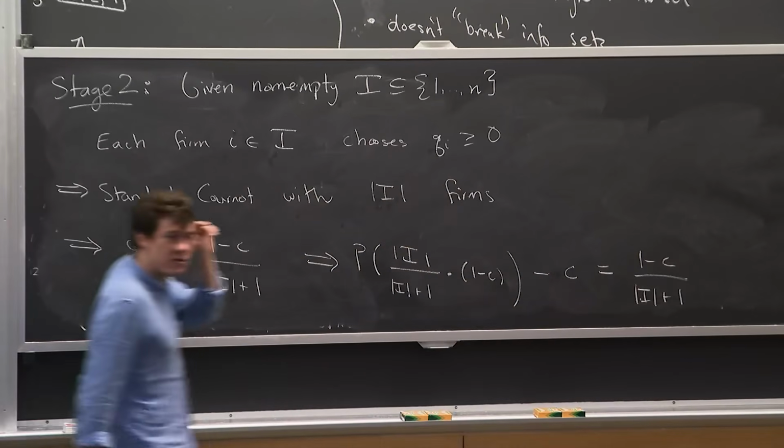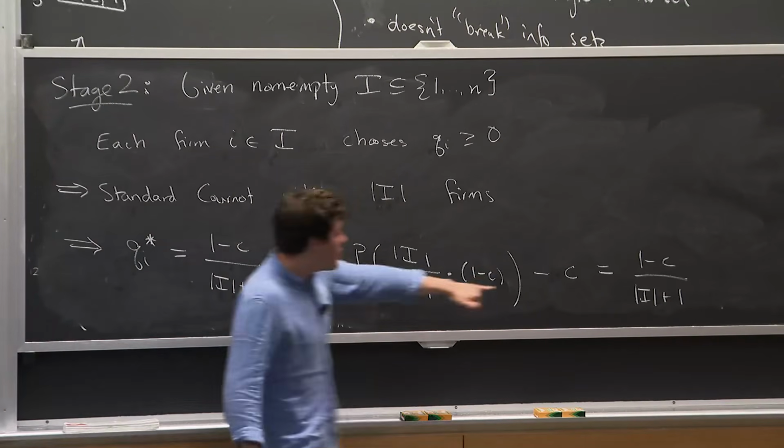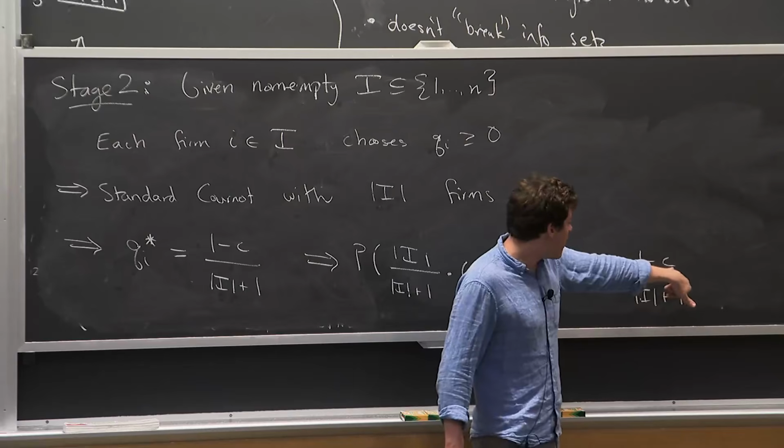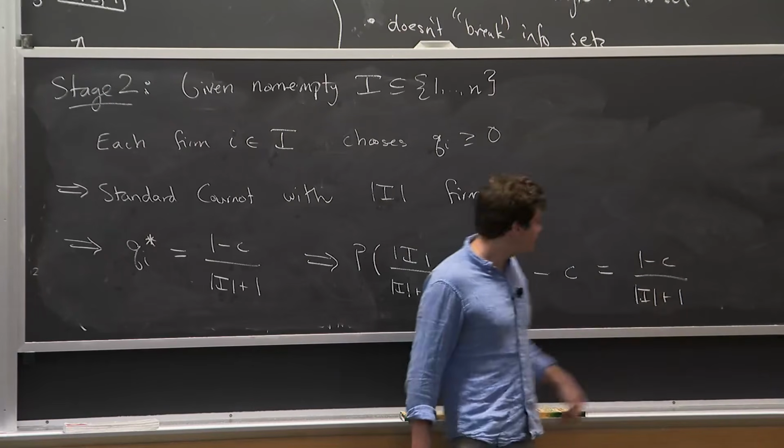If that's tricky, we can go over it again. But any questions on that? No? OK. And this also makes sense. My profit per unit is decreasing in my cost and also decreasing in the number of firms who are entered.